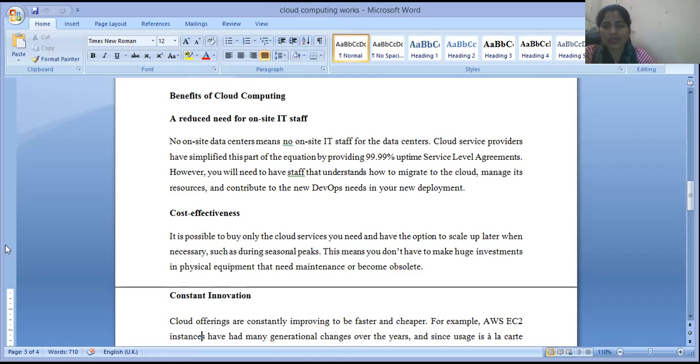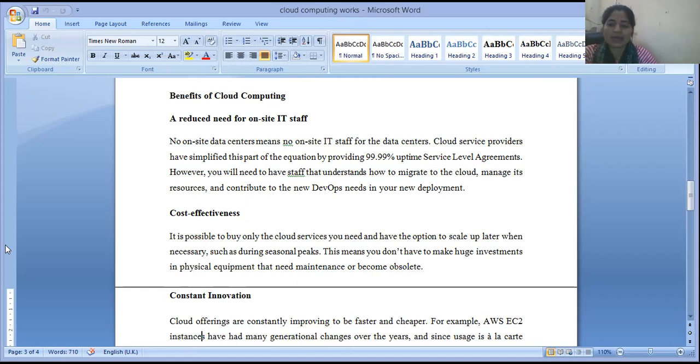So this is the cost effectiveness of cloud services, isn't it? This means that you don't have to make a huge investment in physically purchasing storage and maintaining that storage. You don't need much investment in physical equipment like the hardware and the software that needs to be maintained so it does not become obsolete.